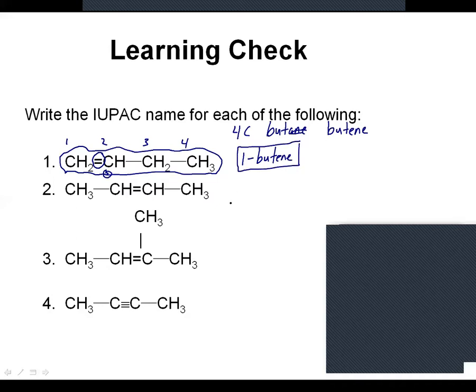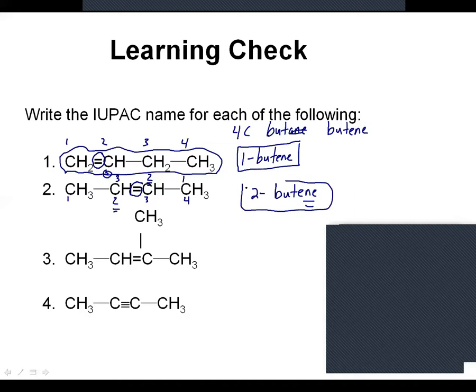Now, if we look at the guy below it, it's pretty identical. It also has 1, 2, 3, 4 carbons. So again, it's also going to be based off of butane. Also has our double bond happening there. So it is also going to be butene, ENE. But now the location of that double bond, no matter which way you go, is going to end up at carbon number 2. And that means that this would actually then be 2-butene.